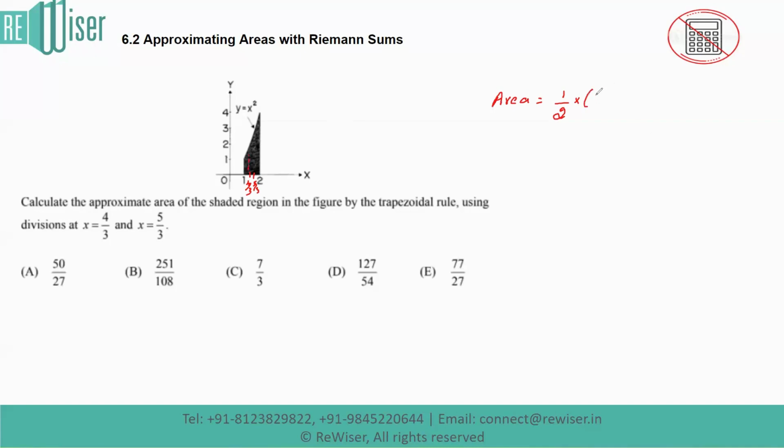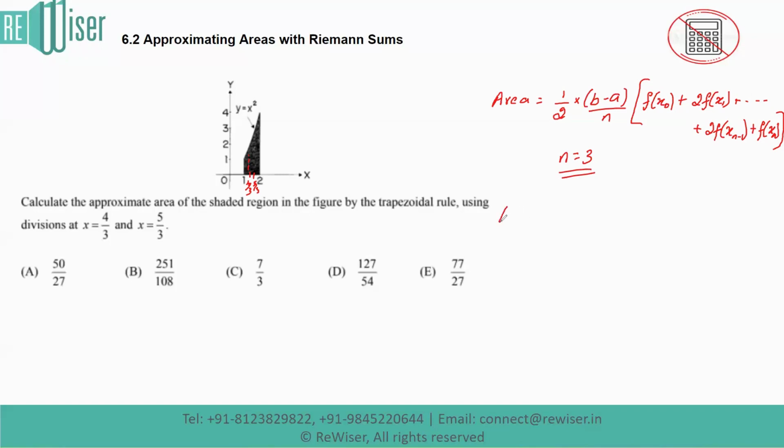So in that case, the formula would go something like (b minus a) over n multiplied by f of x naught plus 2 times f of x1 plus 2 times f of x2 and so on, up till 2 times f of x n minus 1, and finally it would be just f of xn only once. Here n is 3, and the values of a and b are 1 and 2.